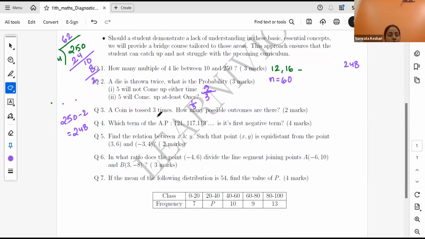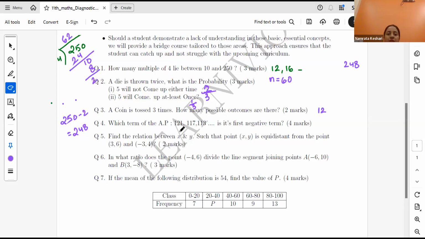Next one, a coin is tossed 3 times. How many possible outcomes are there? If we are tossing a coin 3 times, what will be the total number of possible outcomes? Total 12.